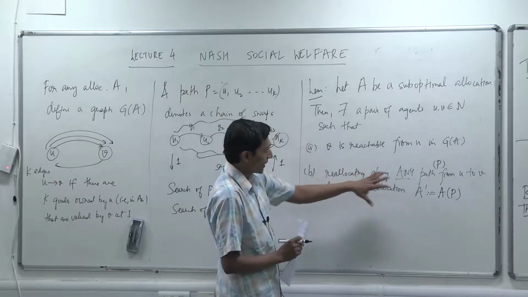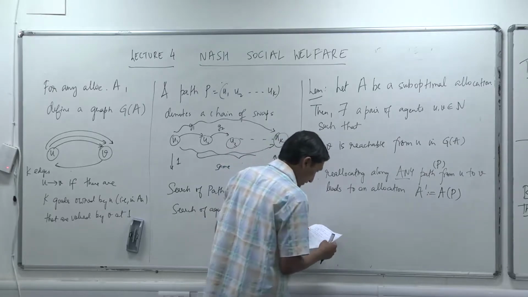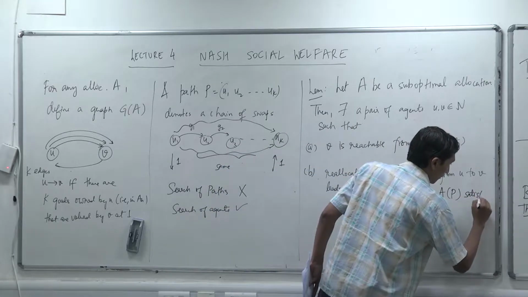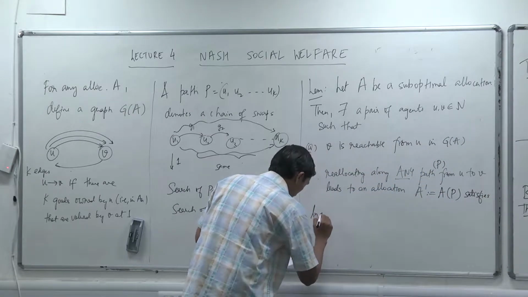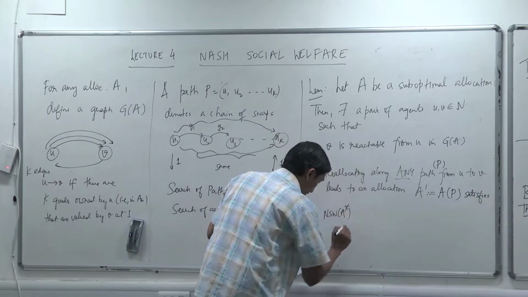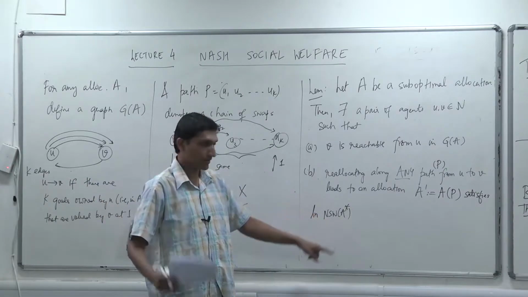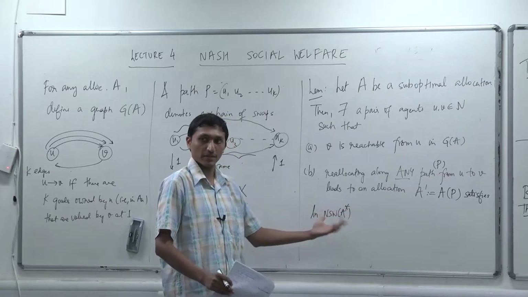Such that reallocating along any path leads to the following improvement in the Nash social welfare. So this is the natural log of A star. A star is some Nash optimal allocation. So this number is the same for any Nash optimal allocation. It doesn't matter which one we're talking about.